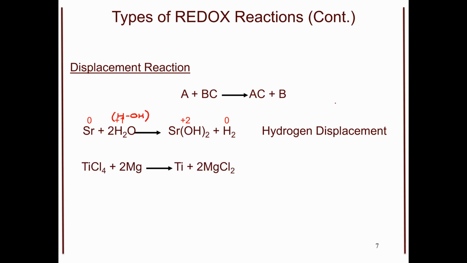Now I can look at my titanium chloride plus magnesium. Notice that the titanium has been removed. This is what we call a metal displacement. In a metal displacement, we are going to exchange partners in the metal. So as you can see here, our titanium will now be replaced with our magnesium, and we get free titanium in our product.